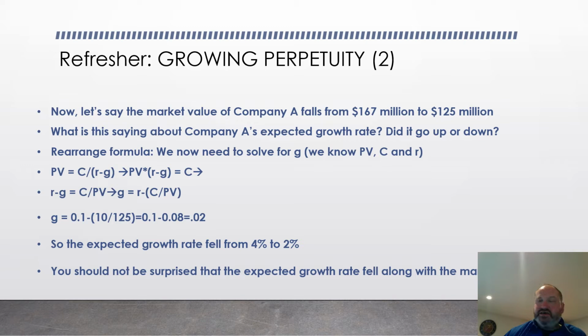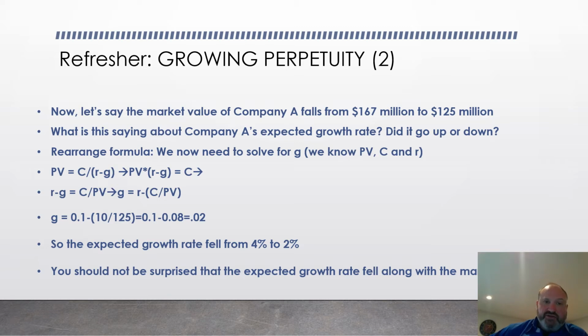Now, let's say the company is trading in the market, the value had been $167 million, then one day something changes, some news comes out, whatever, and now the market value has gone down from 167 million to 125 million, all right? What is that saying about the expected growth rate? Do you think it makes sense that investors now think the company is going to grow faster or slower? Hopefully your intuition is that it means the market thinks the growth is going to slow down. Wouldn't make a lot of sense otherwise.